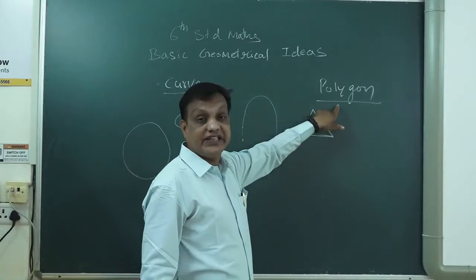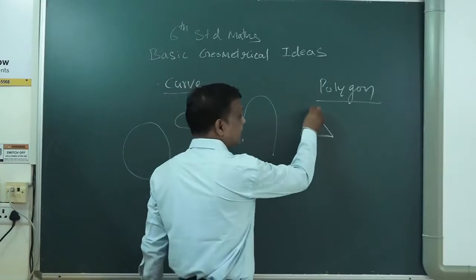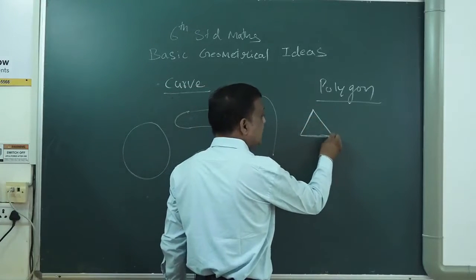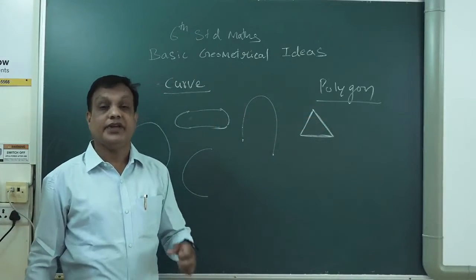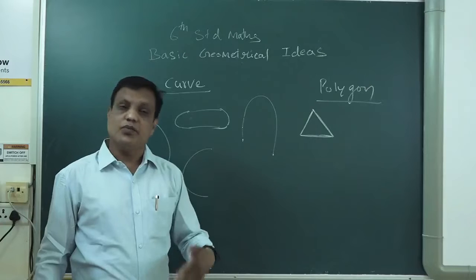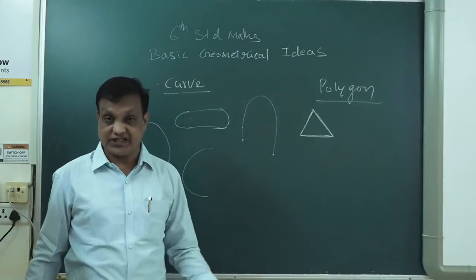Polygon, a figure which is entirely made by line segments. First I give an example of a triangle. This is the first polygon. To make a polygon, we minimum require 3 line segments. So the first one is a triangle, which we already learned in the previous class, 5th standard.